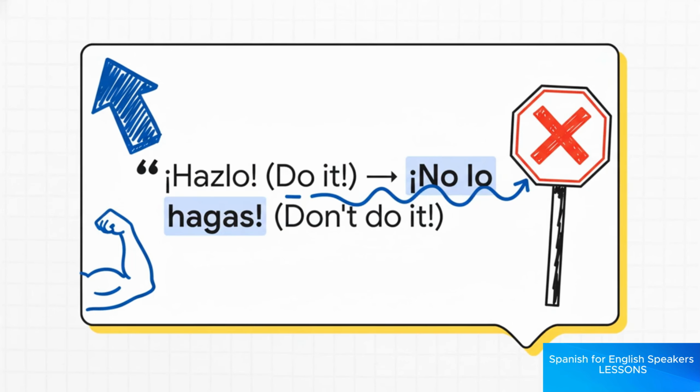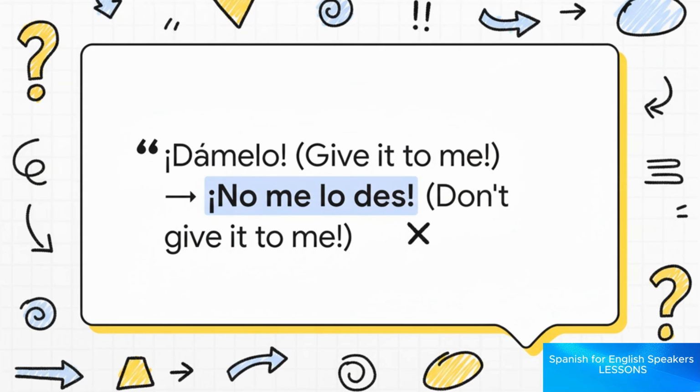This example makes it crystal clear. To say do it, you say hazlo. See how the lo is stuck right on the end? But to say don't do it, it becomes no lo hagas. The lo has jumped in front of the verb, tucked right between no and hagas. And it works even with multiple pronouns. Check this out.